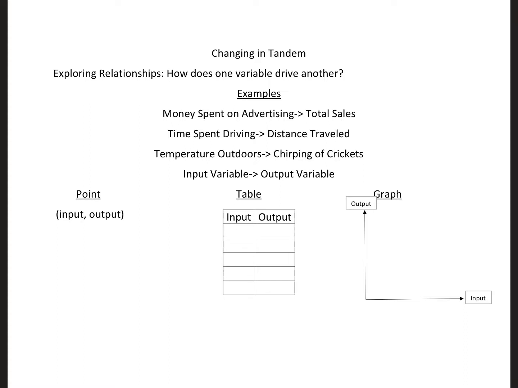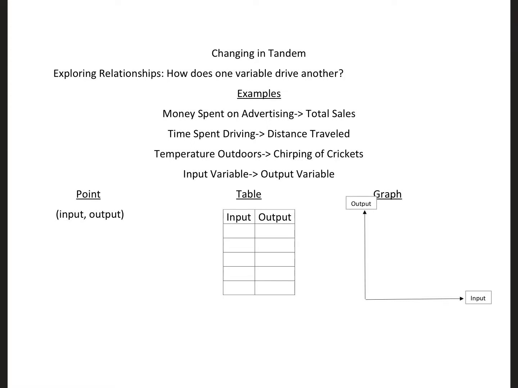So just a few examples of what we may be exploring. We could possibly consider how money spent on advertising might drive total sales. We would expect that as we spend additional money on advertising, the total sales would go up. Perhaps we want to consider how time spent driving affects our distance traveled. As time goes on, if we're driving in a car, we would expect distance traveled to increase. Perhaps we want to explore a relationship in nature, like how the temperature outdoors might affect the number of chirps for crickets.